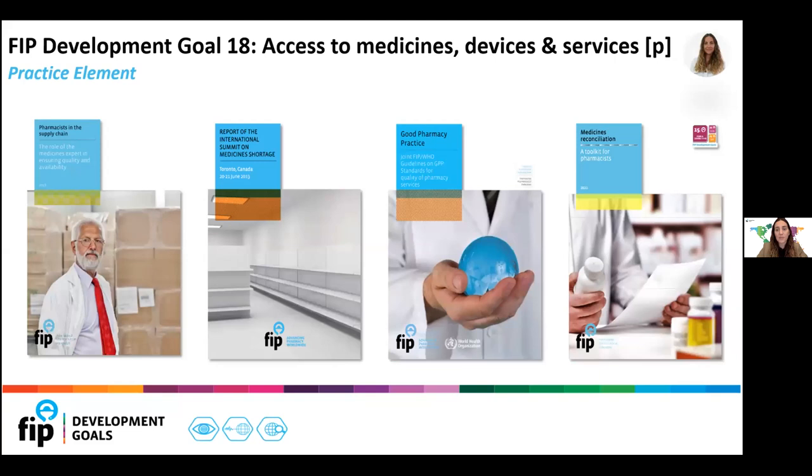has developed in terms of giving guidance not only to member organizations, but also governments, individual pharmacists, pharmaceutical scientists, and pharmacy educators in terms of what we can do to ensure access to quality medicines and medical devices, and also access to services that are provided by pharmacists in these different areas. So we have, for example, a report we have produced on pharmacists in the supply chain, again talking about supply chain integrity and the role of the pharmacist in that respect.